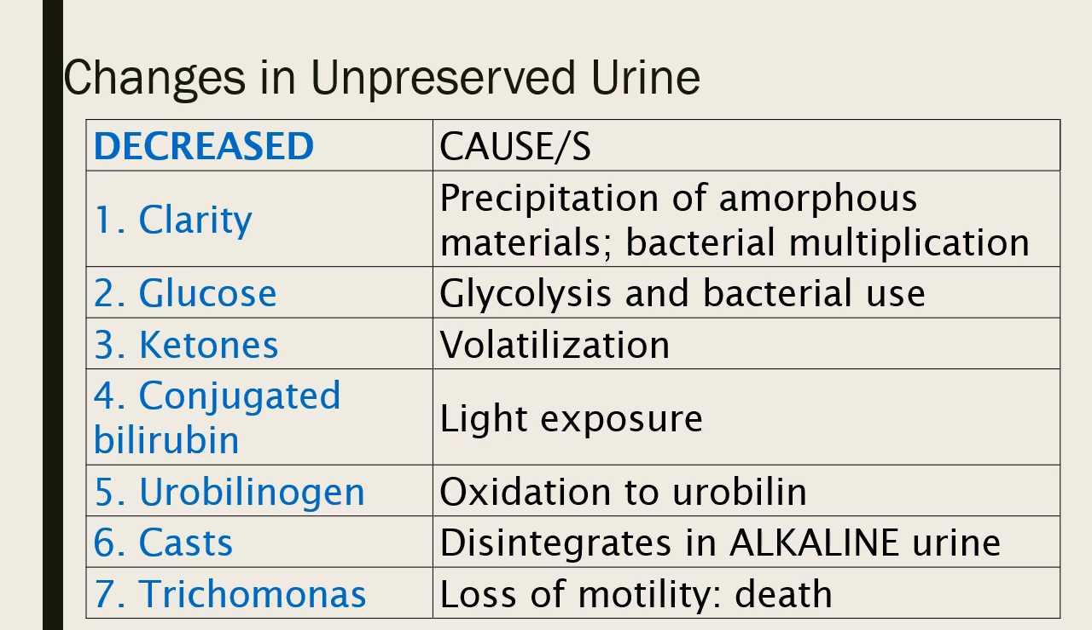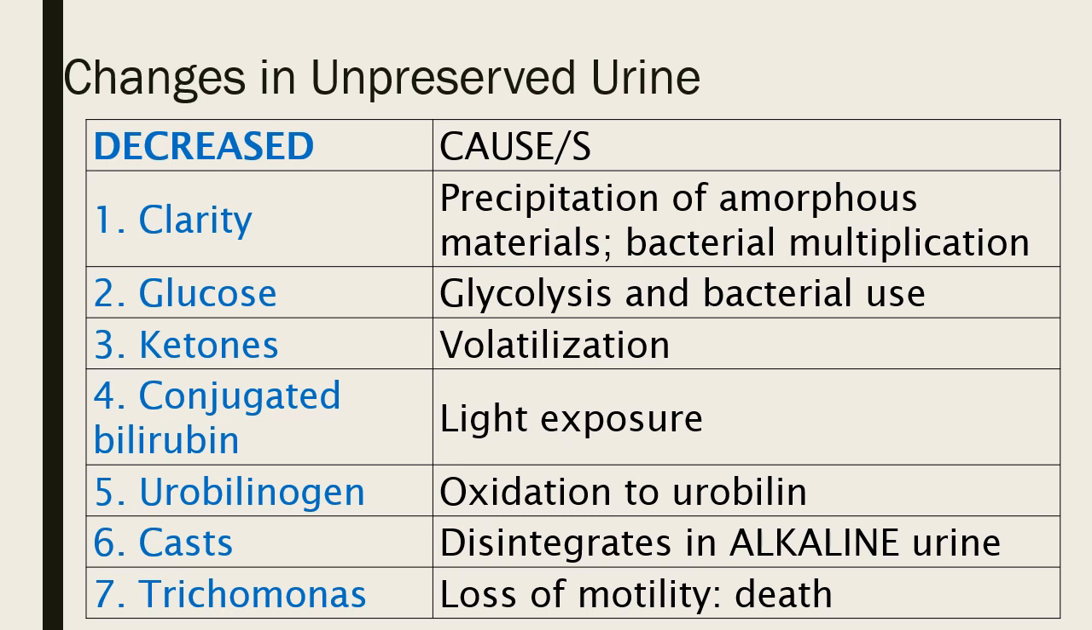Also, your bacterial metabolism will contribute to the decrease in the glucose content of your urine. With this, unpreserved urine is the most common cause of false negatives in glucose testing. Again, unpreserved urine is the most common cause of false negatives in glucose testing for your urine.